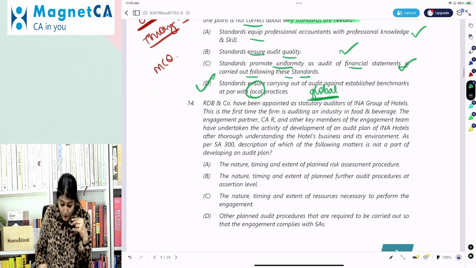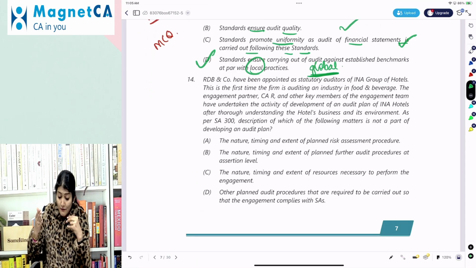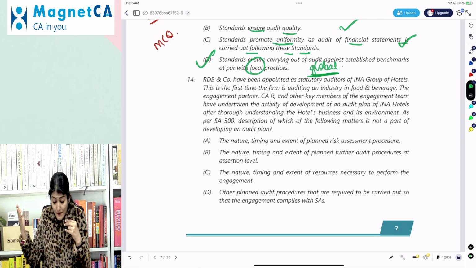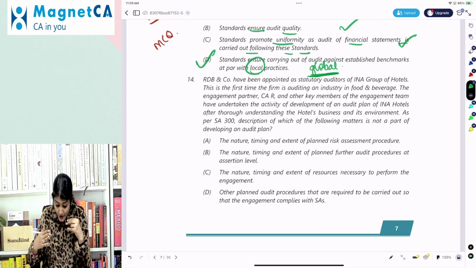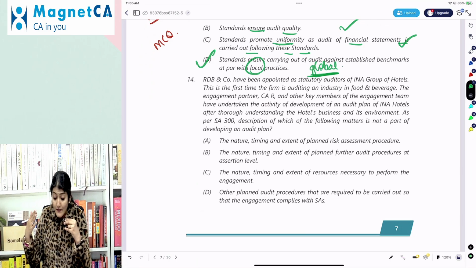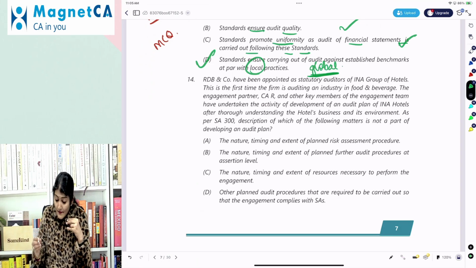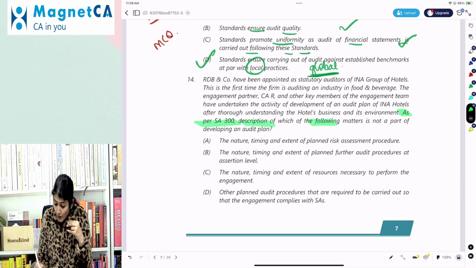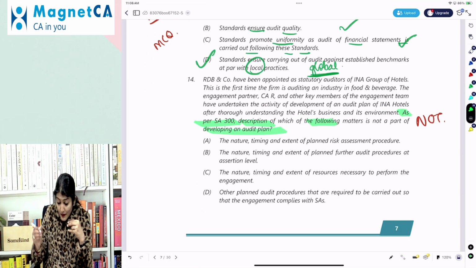Okay, question number 14. RDB and company have been appointed as auditors of INA Group of Hotel. This is the first time the firm is auditing an industry in food and beverage. The engagement partner CAR and other key members of the team have undertaken the activity of development of an audit plan of INA Hotel after thorough understanding of hotel business and environment. As per SA 300, which of the following is not a part of developing an audit plan, right? So what is not a part of the description of the audit plan, right?